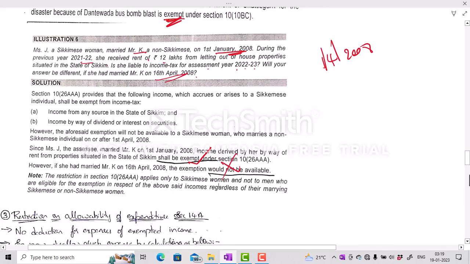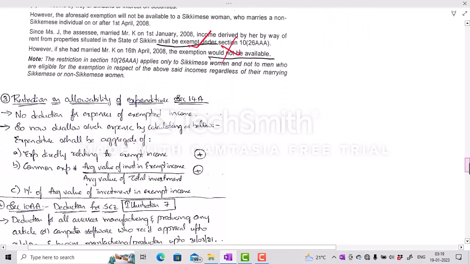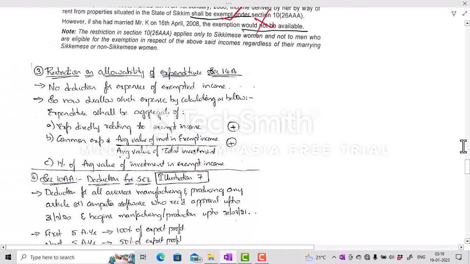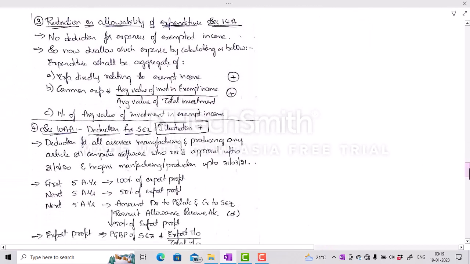Okay. And that's all about exempted income. If you want to cover all the exempted income, you can go through the study material.